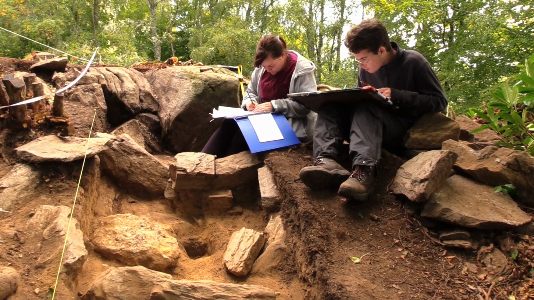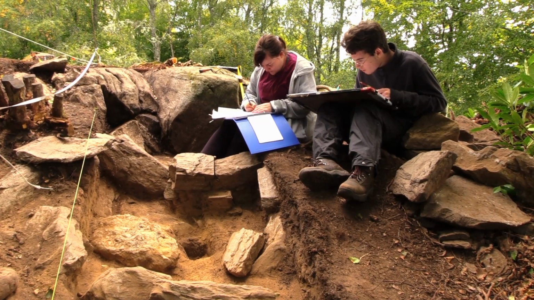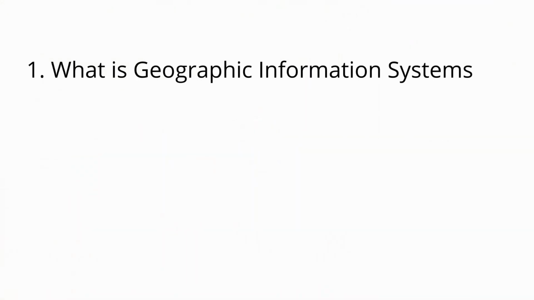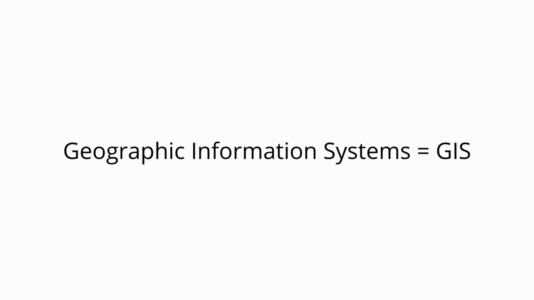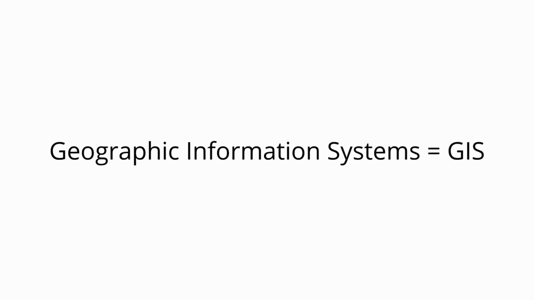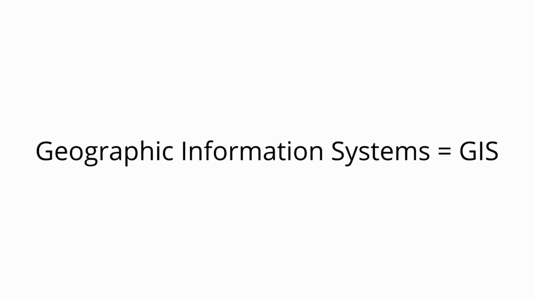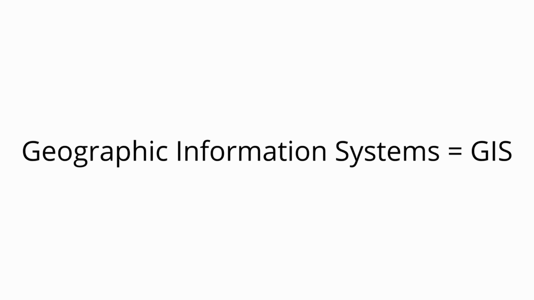This is the first tutorial of this course, and we will focus on the following topics. 1. What is Geographic Information Systems, or as it is commonly called, GIS? 2. What can you use it for and why would you want to use it? So let's get started with what is Geographic Information Systems. First point to get out of the way, almost everyone shortens it to its acronym of GIS. If someone has heard of Geographic Information Systems, they will know what you mean when you say GIS.